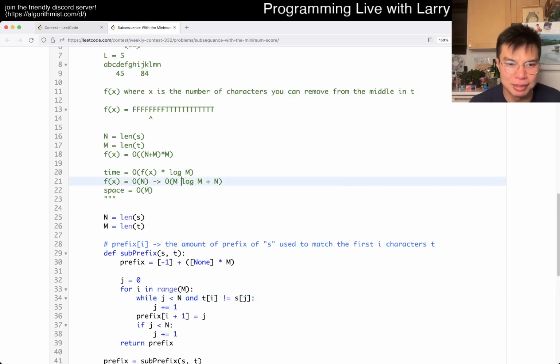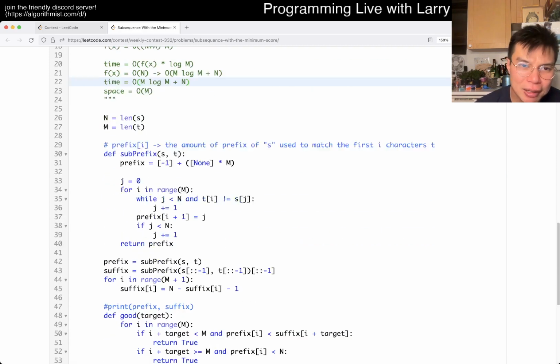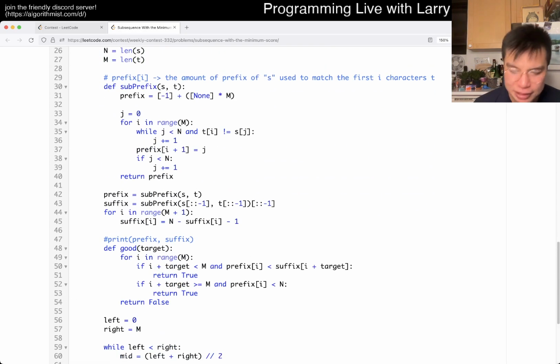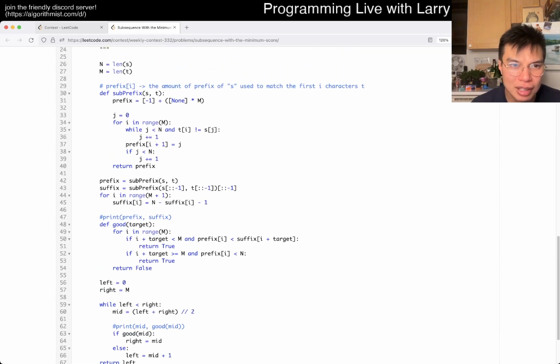So let me rewrite this real quick here so that it's less confusing. But let me also make this smaller so you could see all the code. I think this is all the code.